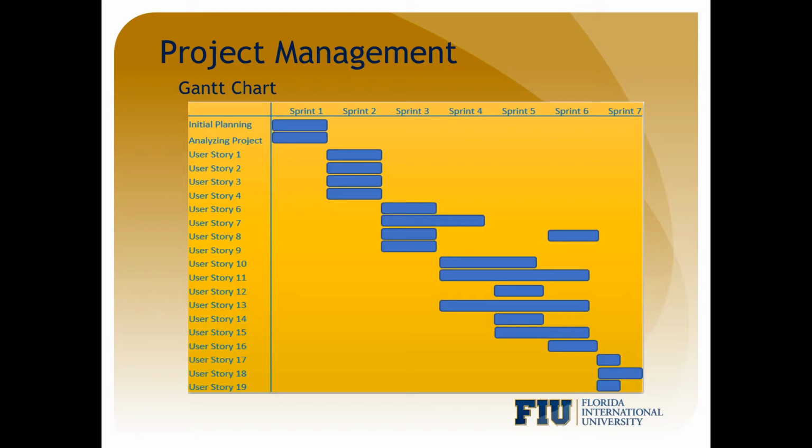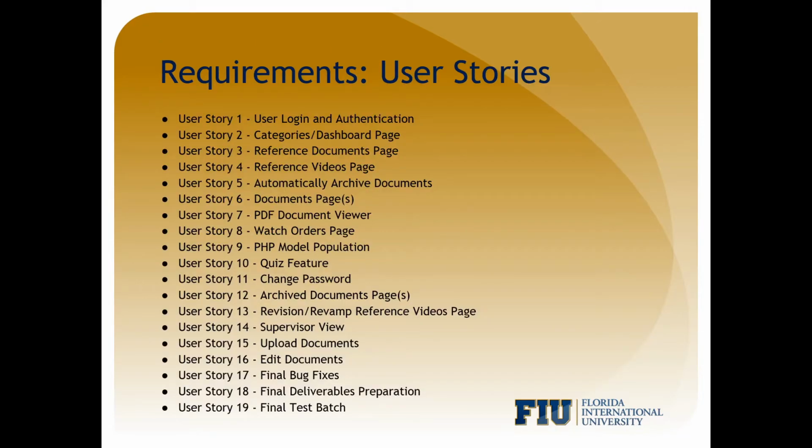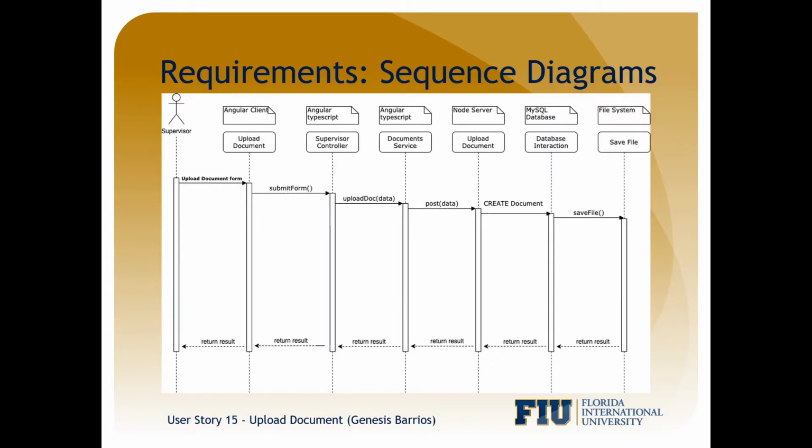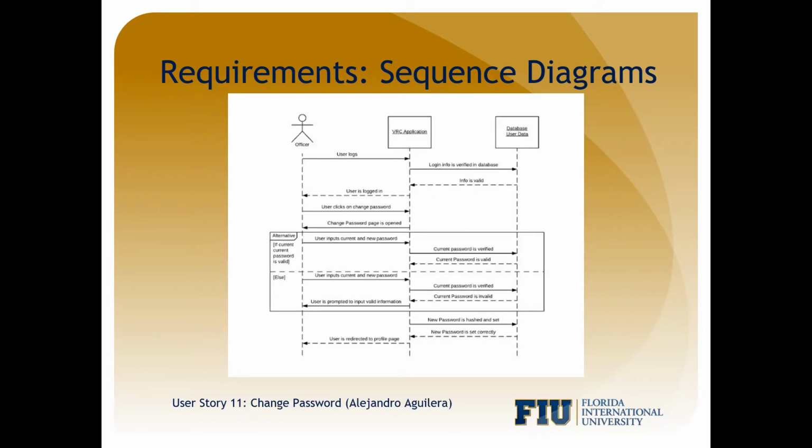And then the rest of the sprints were just spent working on the user stories split up, some taking longer than others. This is a list of all of our user stories. They each cover different features of the project. And this is our use case for what we currently have developed in our application. This is an example of a sequence diagram. This one is for the upload document feature of the application. Here's one for the change password feature of the application.